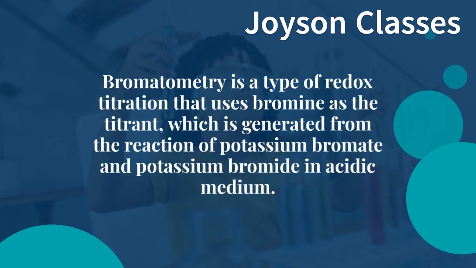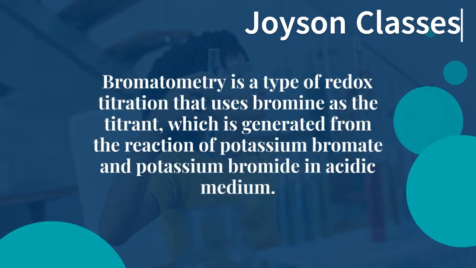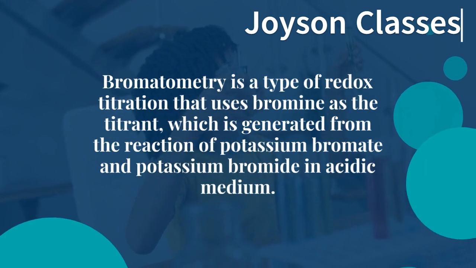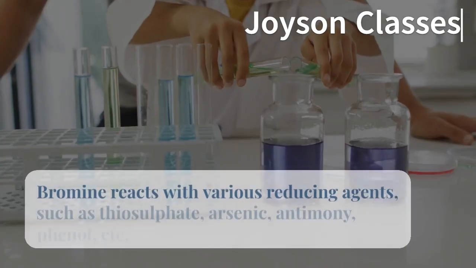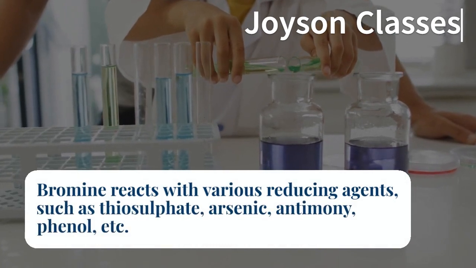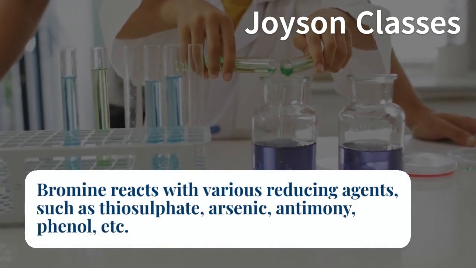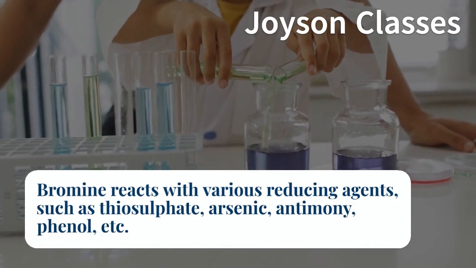Bromatometry is a type of redox titration that uses bromine as the titrant, which is generated from the reaction of potassium bromate and potassium bromide in acidic medium. Bromine reacts with various reducing agents, such as thiosulphate, arsenic, antimony, phenol, etc.